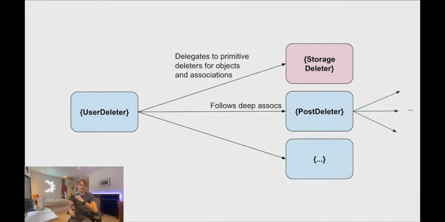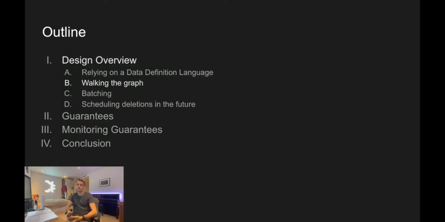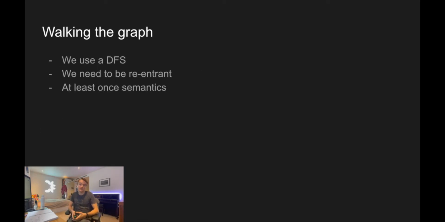So in our example here, the user deleter would delegate the self deletion to the storage deleter that would delete the object and the associations, follow the deep SOC, and then call the post deleter that is also generated. Let's go over how we work the graph in Deletion Framework. We use the DFS mainly because it's the simplest algorithm to implement.